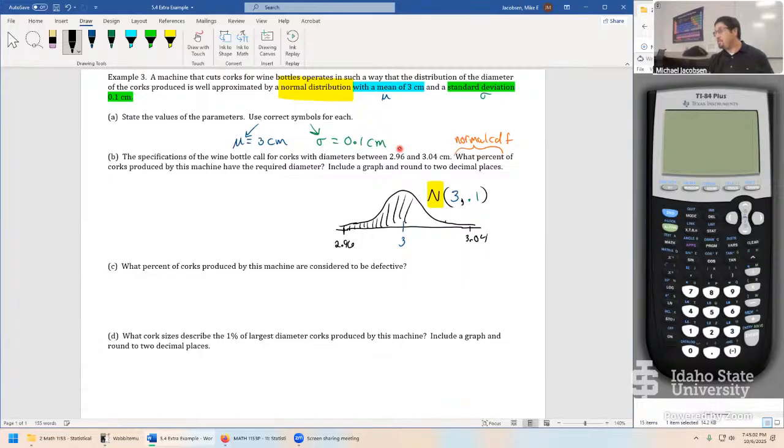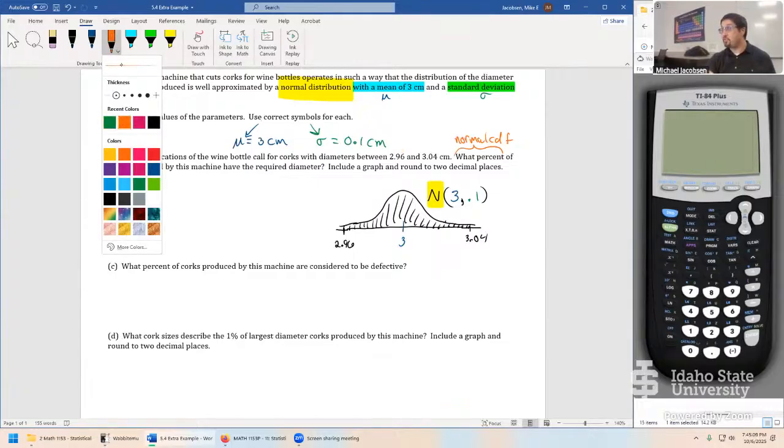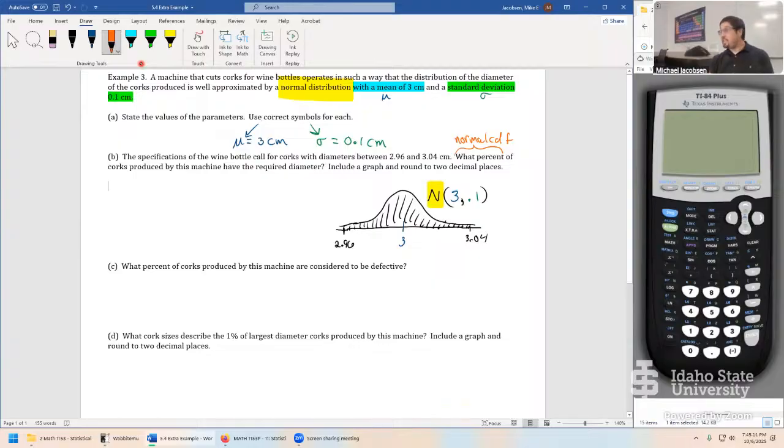Drawing the picture is really helpful because if we get a small number, we'll know there's just no way that's right. We have a huge range that we're looking over. And this will be the inputs into the calculator. This is input 1, the lower bound. This is input 2, the upper bound. And it always asks for these two as the last two inputs, the mean and standard deviation.